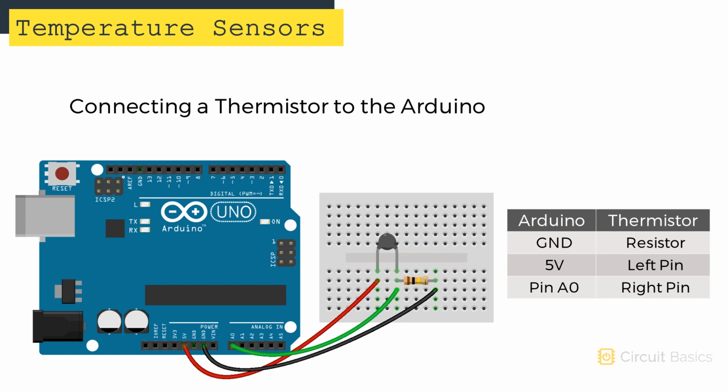The middle of the voltage divider is connected to analog pin A0 on the Arduino. The other lead of the thermistor is connected to 5 volts, and the other side of the resistor is connected to ground.